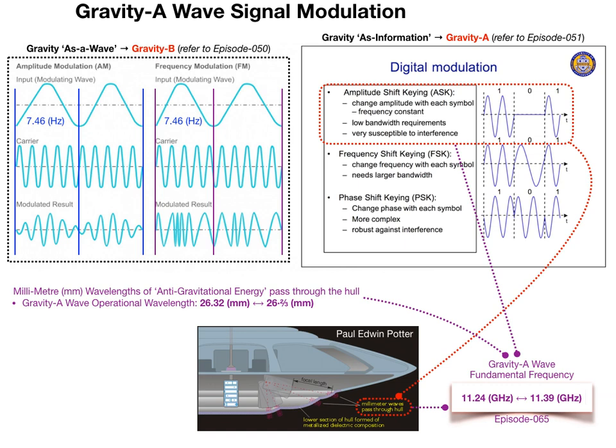In order for the sports model to hover at the surface of the Earth, a gravity A wave somewhere between 11.24 GHz and 11.39 GHz is digitally modulated and pulse released towards the centre of mass of the Earth. This means that millimetre wavelength gravity A waves are passing through the hull, as indicated in the diagram. We expect these wavelengths to be somewhere between 26.32 mm and 26.67 mm.